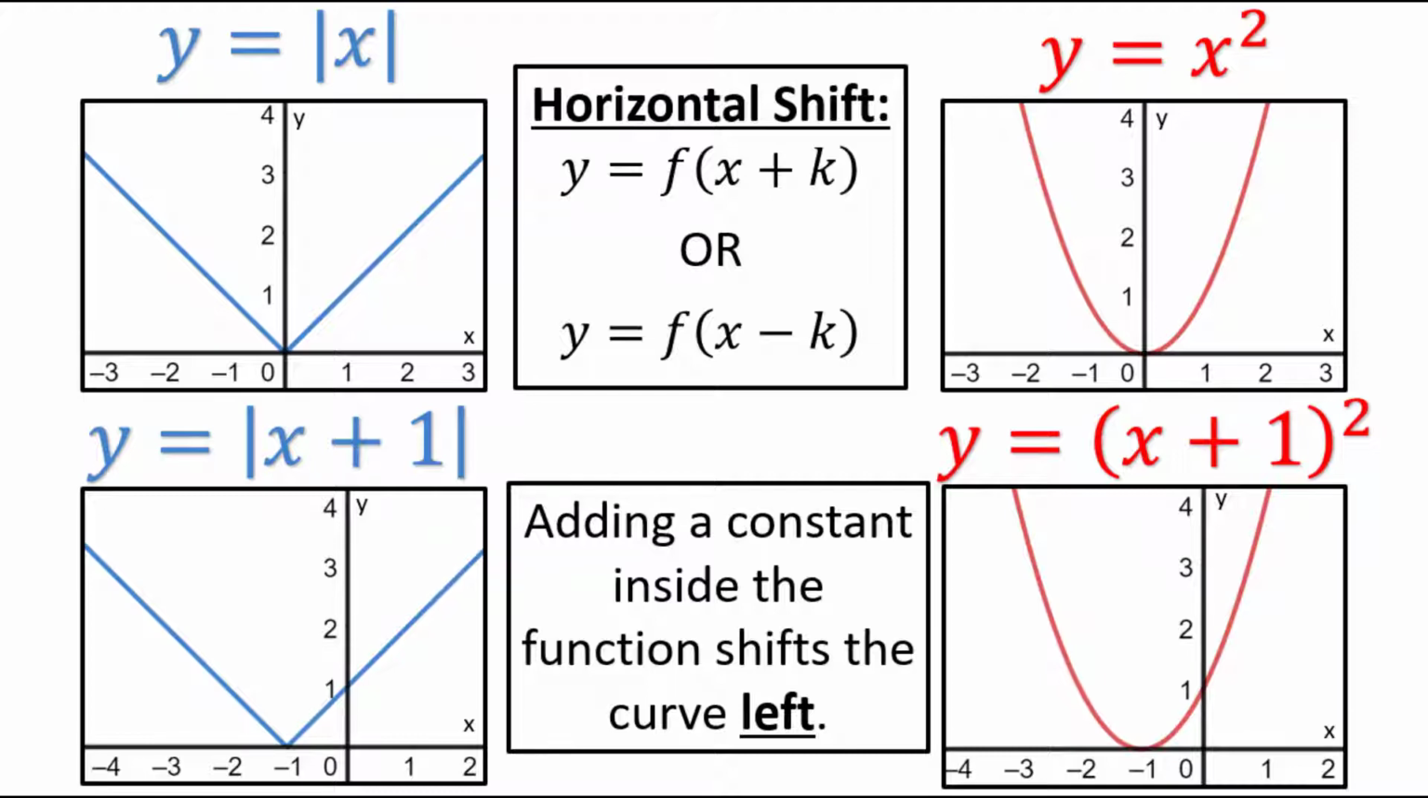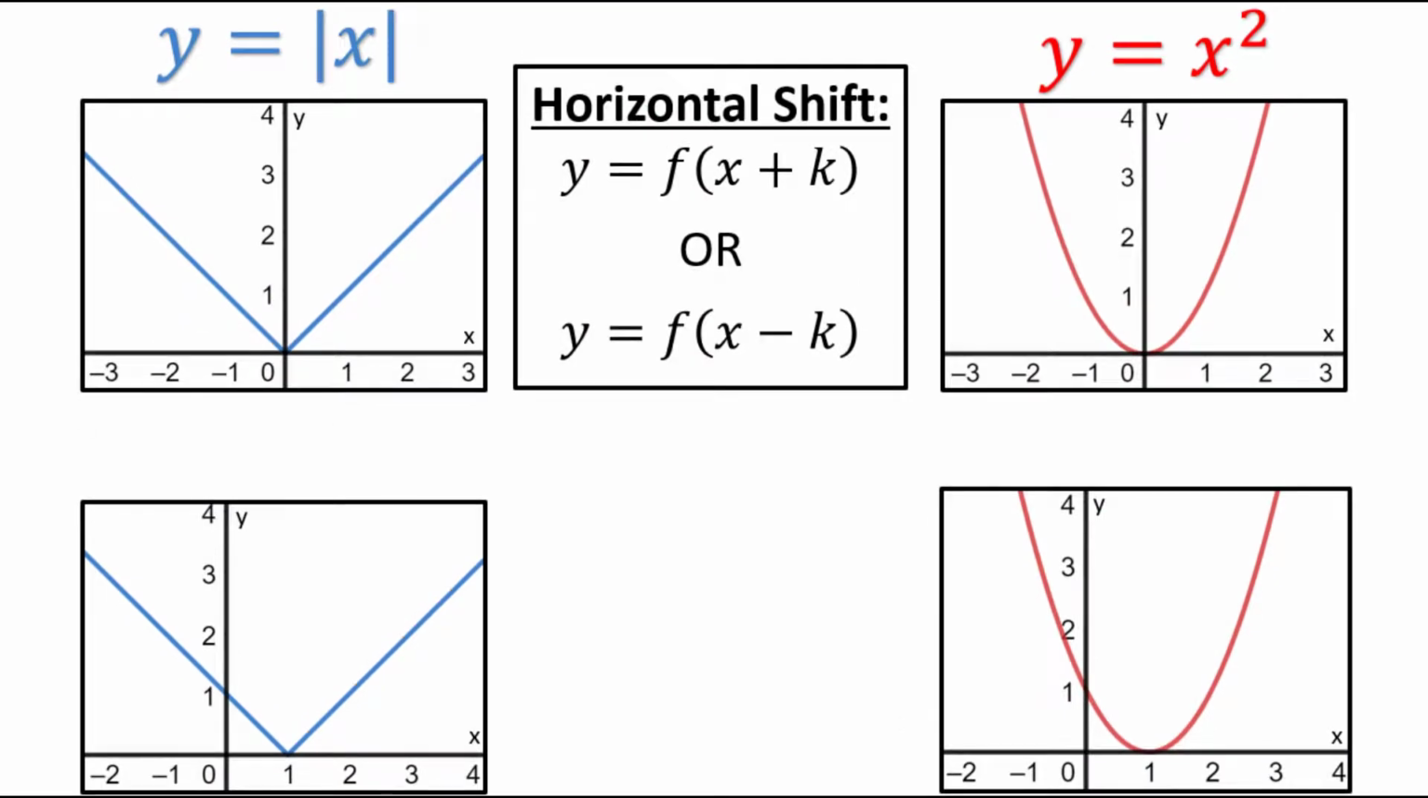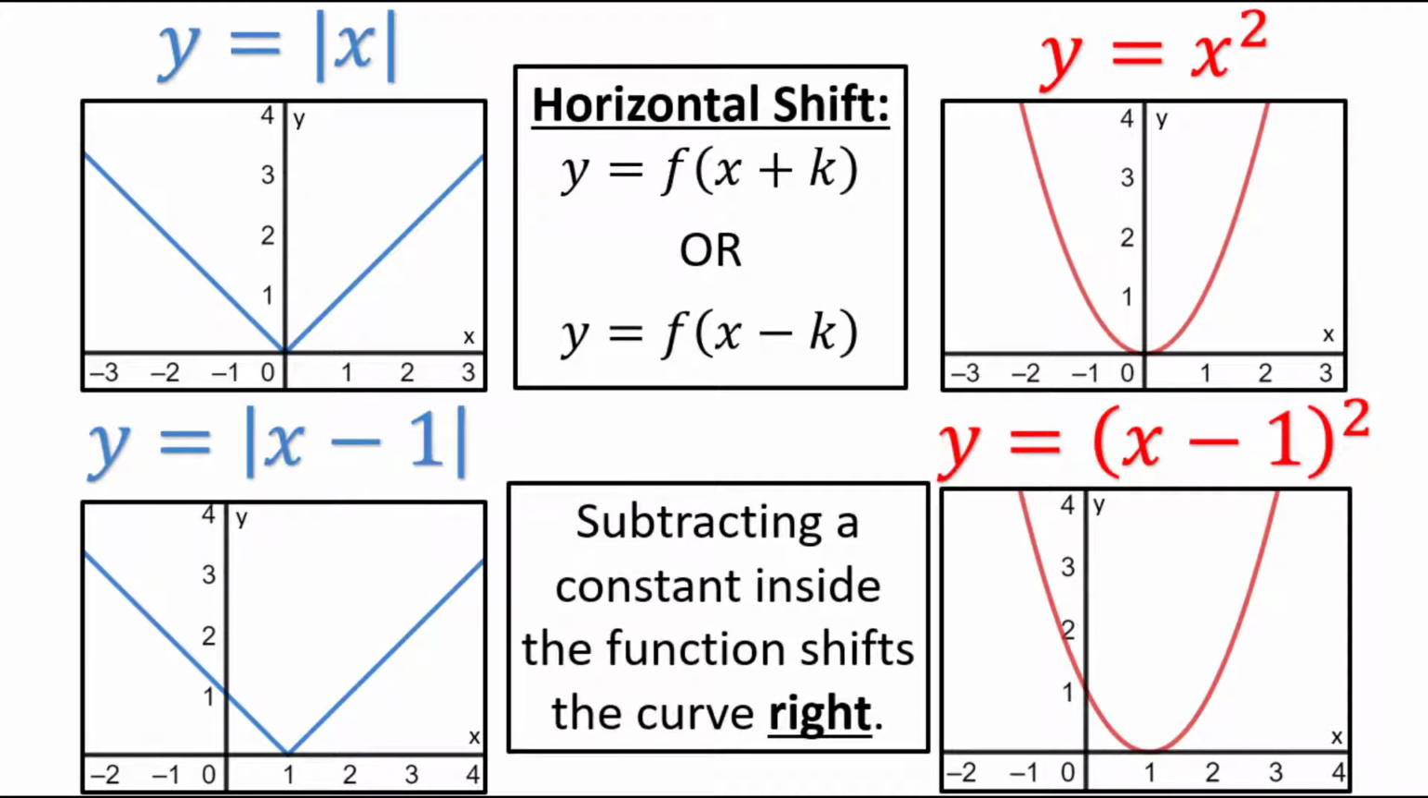Notice the graphs are exactly the same as the parent functions, except now instead of starting at the origin of 0, 0, we begin 1 unit to the left at -1, 0. Replacing x with x minus a constant, such as x minus 1, shifts the graph to the right. Notice each graph is exactly the same as it was, except now instead of starting at the origin of 0, 0, we begin 1 unit to the right at 1, 0. So adding to x shifts to the left and subtracting to x shifts to the right.